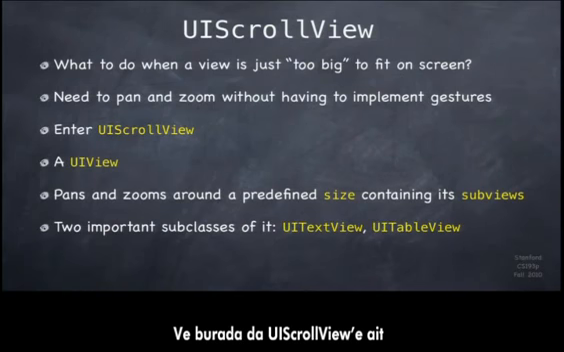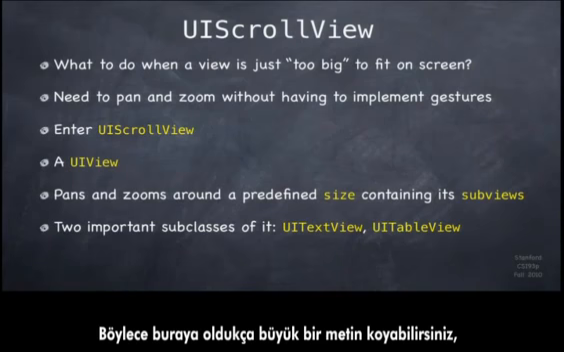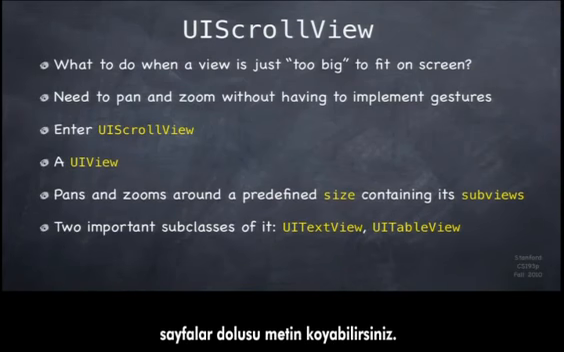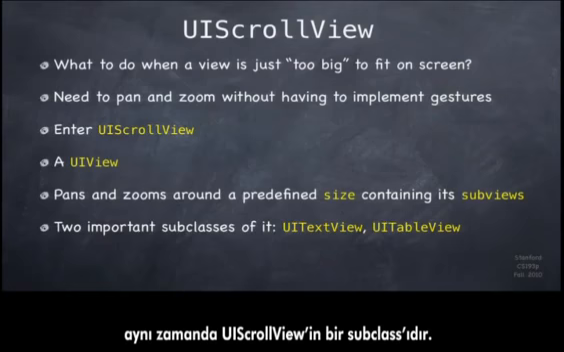And there are two very important subclasses of UIScrollView. One is UITextView, which is kind of like a UILabel, except it's editable and it's scrollable. So you could put a real big text in there. Pages and pages of text could go in there. And then UITableView, which we're going to talk about on Thursday, massively important view, and it is also a subclass of UIScrollView.